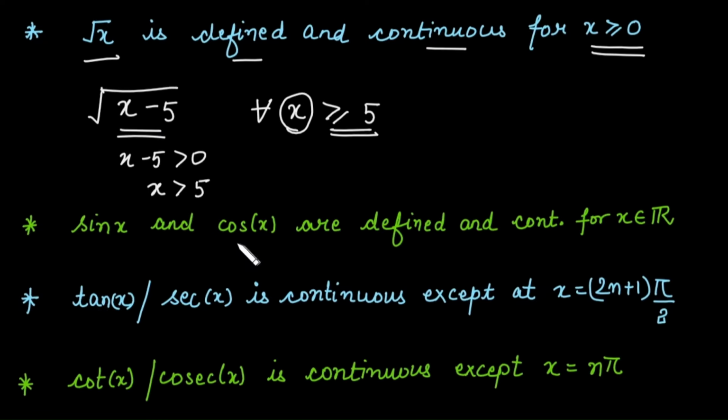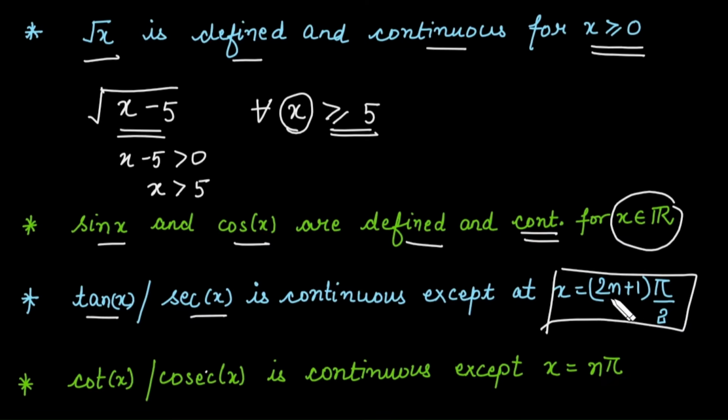Next term is sin x and cos x. These two functions are defined as well as continuous for every real value. Whereas tan x or secant x is continuous everywhere except x equal to (2n plus 1) pi by 2, where n is any integer. And cot x and cosecant x functions are continuous everywhere except x equal to n pi. Again, n is an integer.